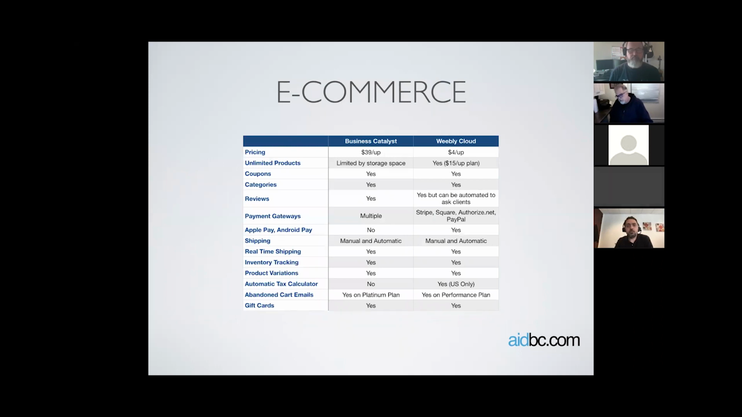Again, something we could never do on BC. Real-time shipping, inventory tracking, product variations, automatic tax calculator. It also includes abandoned cart emails, which is something that we had to wait for the Platinum plan to get, but it's included on the performance plan, which again is the plan that is about $20 a month. You get the abandoned cart emails, and you can do gift cards. Any questions on e-commerce? I know that's a big thing for a lot of BC partners.